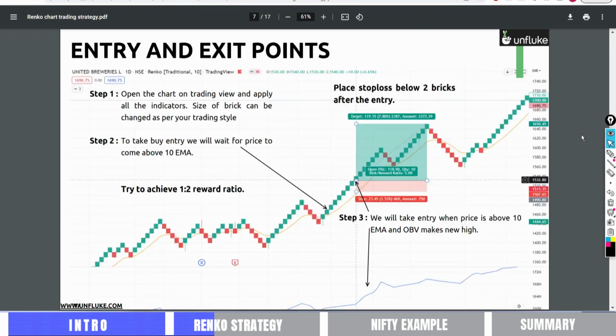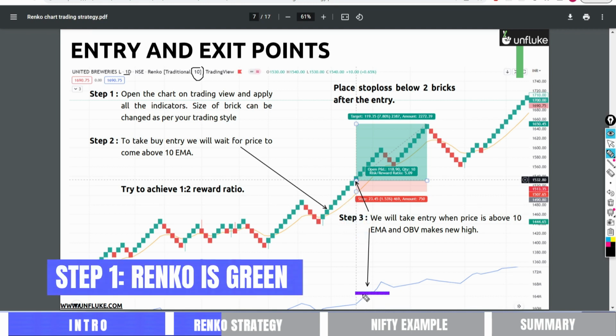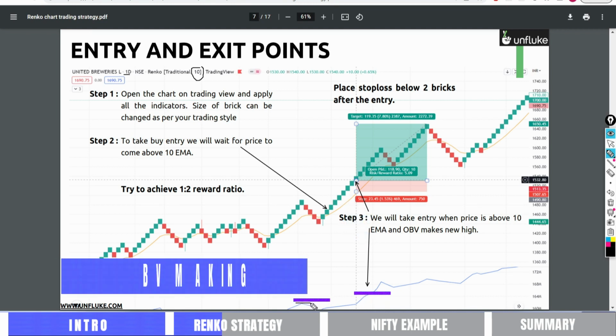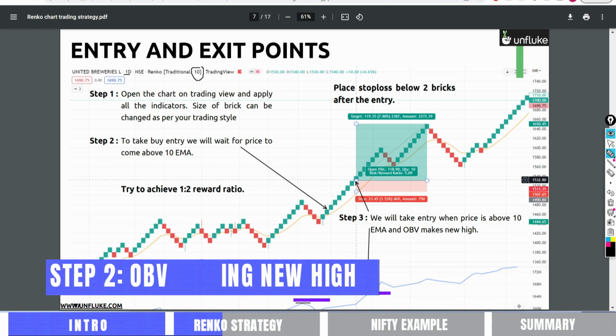So let's take some examples. Let me first show you the entry and exit points, then I'll go for some examples. This is how we will be putting the RENKO. You will see only bricks on your chart. In this, I'm using United Breweries on a daily time frame where I've put a RENKO of 10, so each brick corresponds to 10 points. Now look at that. At the place where I'm getting the entry, it has broken. The OBV is above its previous high. So clearly OBV is now above its previous high.